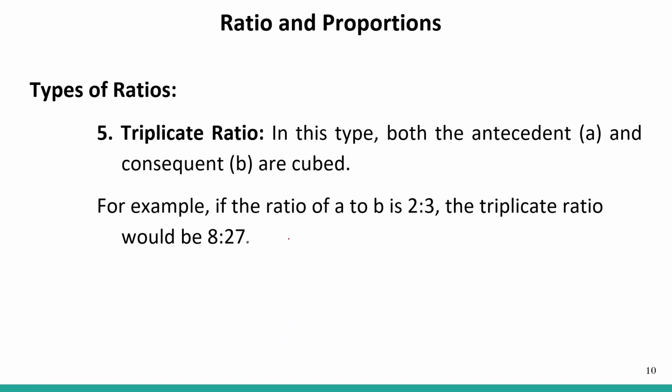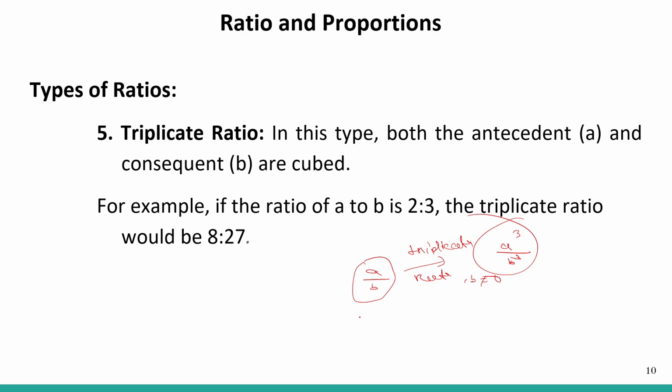So let's see the triplicate ratio. Triplicate ratio is a type in which both the antecedent and consequent are cubed. So you have A by B, where B is not equal to 0, obviously. For triplicate ratio, what you have right now is A cube by B cube, and initially you had A by B. So triplicate ratio does nothing but cube the numerator and cube the denominator. Then what you are left with is A cube by B cube.